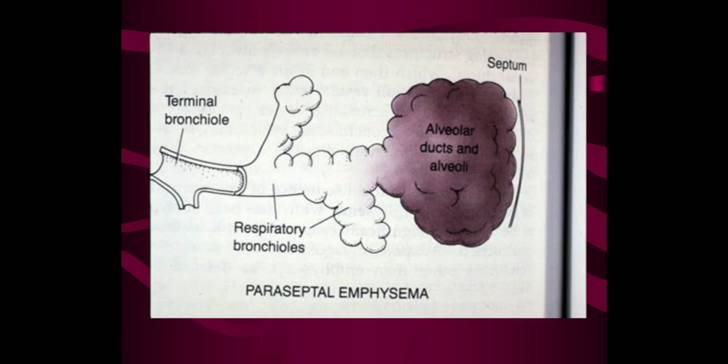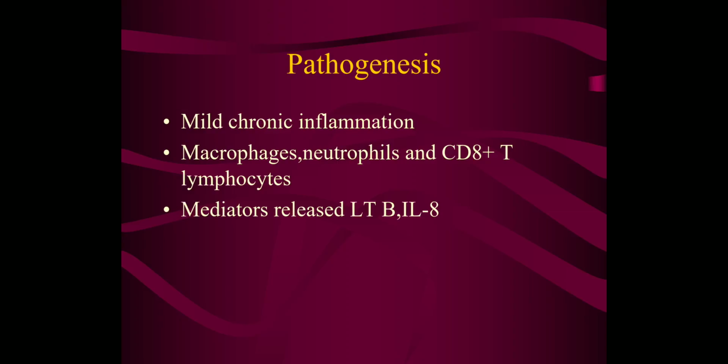So that is paraseptal, it is near the septum or the fibrotic or atelectatic area which is close to the pleura. Now we'll see a few words about the pathogenesis. How is this emphysema happening? This is also very important. Basically there is inflammation in the background of emphysema, but that is mild chronic inflammation, and also there is a role for macrophages, neutrophils, and also CD8 plus T lymphocytes, and they release a lot of mediators like leukotrienes, interleukin 8, etc.